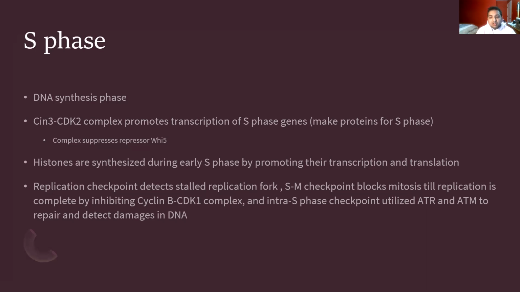And again, we use ATR and ATM to then repair and detect damages in DNA during our synthesis, in case we put in a wrong nucleotide, we match A with a G instead of with a T, or we match this, or whatever the nature it is.